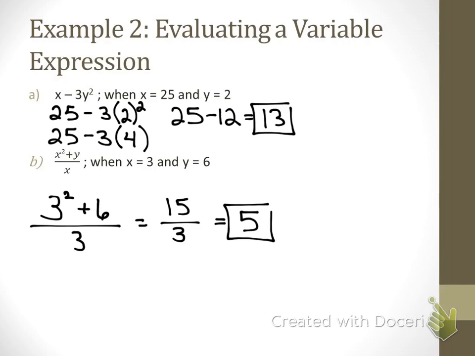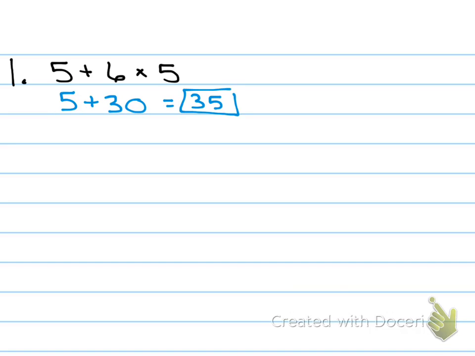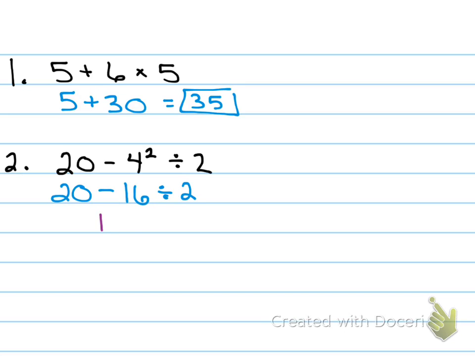Okay, now I want you to do some practice. You're going to do your turn now, numbers 1 through 4 on the top of page 19. Number 1. What do you do first? Multiply. What'd you get? 35. Good job. Number 2. Okay, exponent first, then divide and subtract. What do you get? 12.